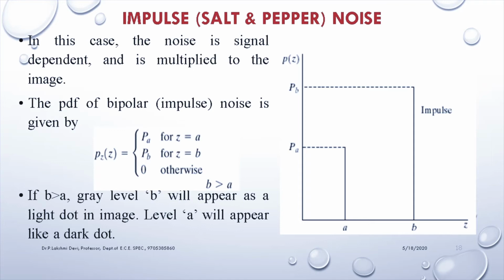In the image, level A will appear like a dark dot. That means either at the A position or less than A, the values of the pixels are closer to darkness. The values of the pixels greater than B are closer to brightness, or we can say light dots or bright dots. These are noise models, totally 6 noise models. These 6 noise models come under random noise models.